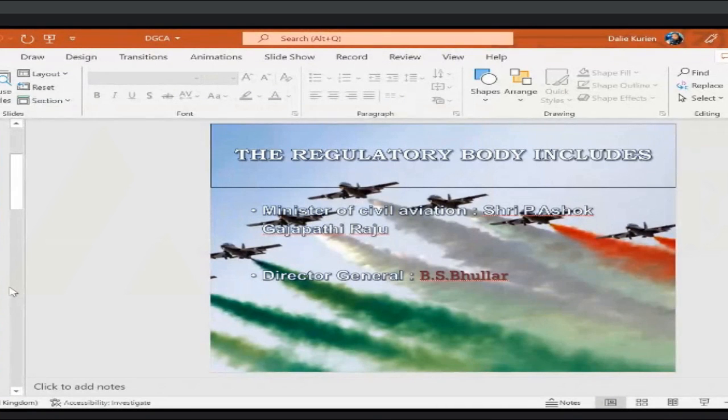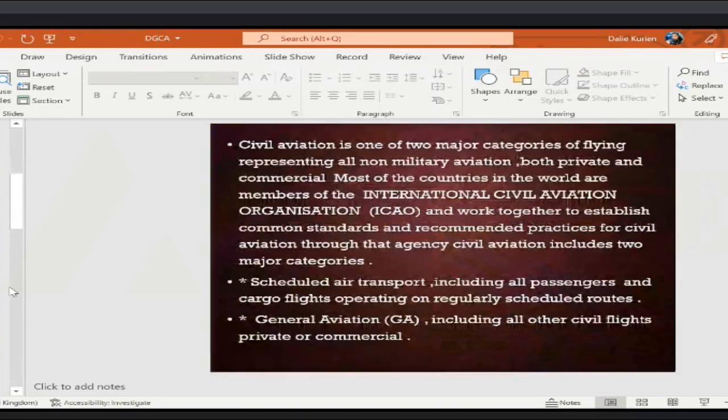the regulatory body. Mr. Bhullar has recently been moved out. Now it is Mrs. Satyavati who has become the Director General of DGCA.